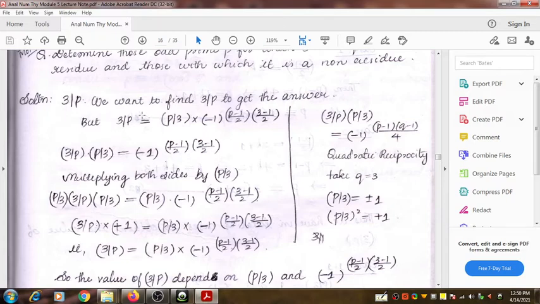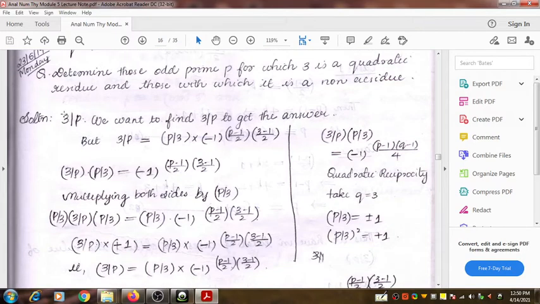To obtain the solution, let's consider (3 bar p). We want to know the value of p. Actually, we want to find the values of p for which (3 bar p) equals plus 1. For those values of p, 3 is a quadratic residue, and for those values of p for which (3 bar p) equals minus 1, 3 is a quadratic non-residue.